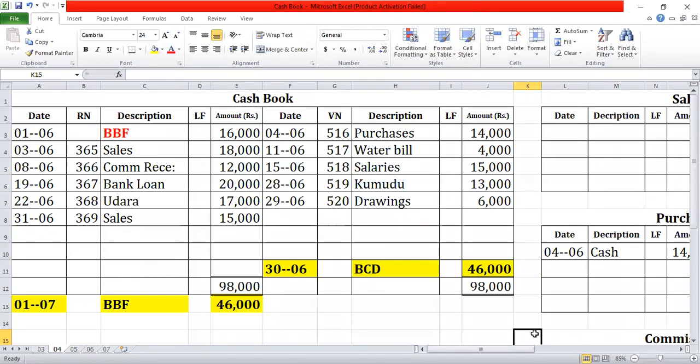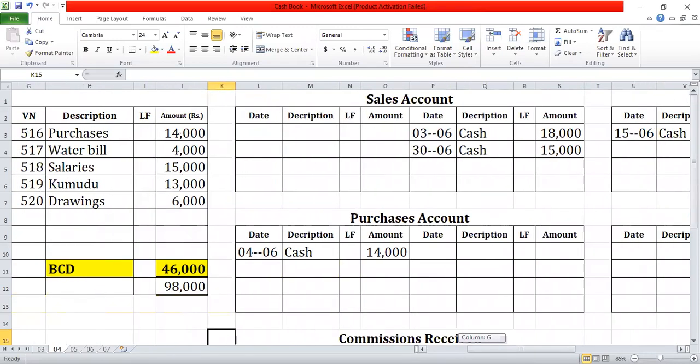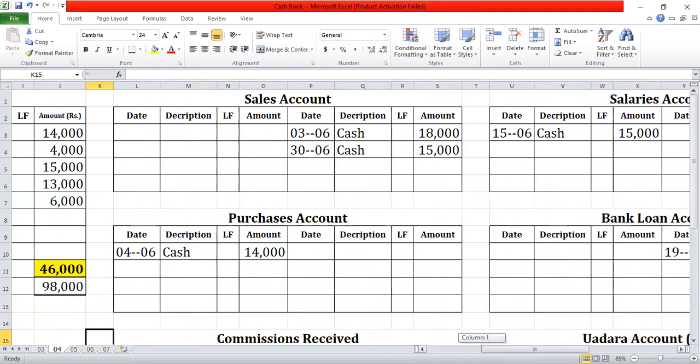Okay, great. Now, do you know this balancing can be processed to other accounts as well? We can balance these too, but we will learn that later.